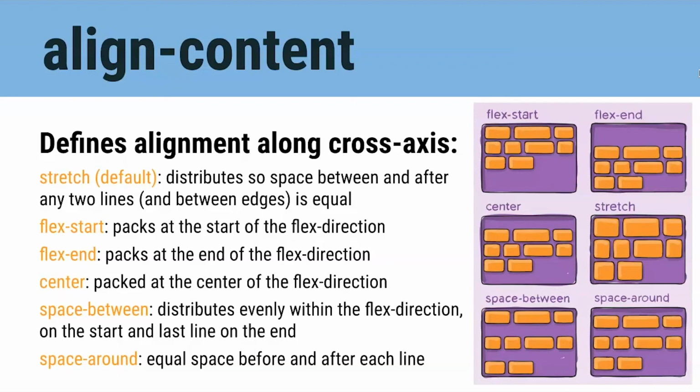Flex Start packs lines at the start of the flex direction. Flex End packs lines at the end of the flex direction. Center packs lines at the center of the flex direction. Space Between evenly distributes lines within the flex direction, with the first line on the start and the last line on the end. Finally, Space Around creates equal space before and after each line.